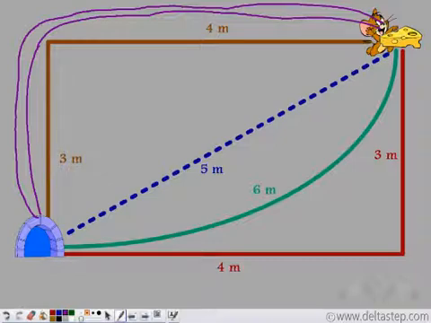For example, in this case, we always say that Jerry is 5 meters away from his home. Whether he has traveled by this path or this path, he will always be 5 meters away from his home. Now, is this information sufficient, that Jerry is at a straight line distance of 5 meters from his home? Let us see.